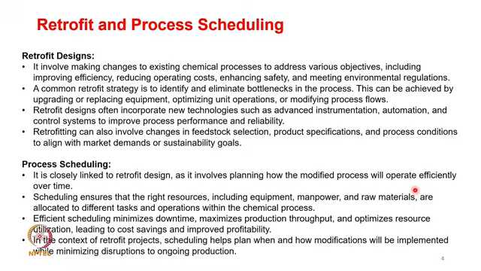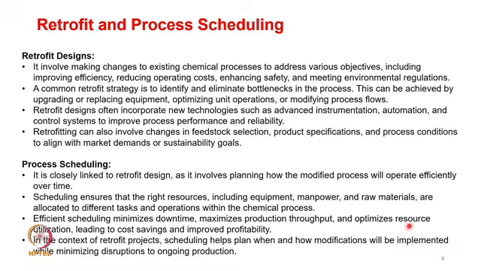So, what is process scheduling? Now we try to connect with the fourth term. We started with operability, we spoke about process control, we spoke about retrofit design, and also process scheduling. Process scheduling is again very closely linked to retrofit design. It involves planning how the modified process will operate efficiently over time. Scheduling ensures that the right resources, including equipment, manpower, and raw materials, can be allocated in a principled fashion.